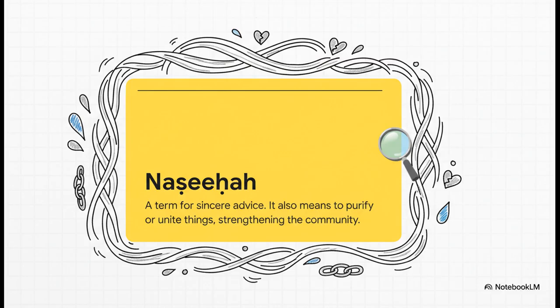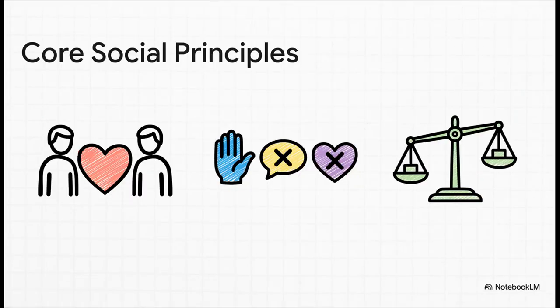Now, it's often translated as sincere advice, but the textbook explains it's way broader than that. The word itself carries the meaning of purifying something or even sewing a garment together. So essentially, it means acting in a way that mends, purifies, and strengthens the whole community. So this principle of nasiha shows up in several key teachings. The book highlights that famous idea of loving for your brother what you love for yourself.